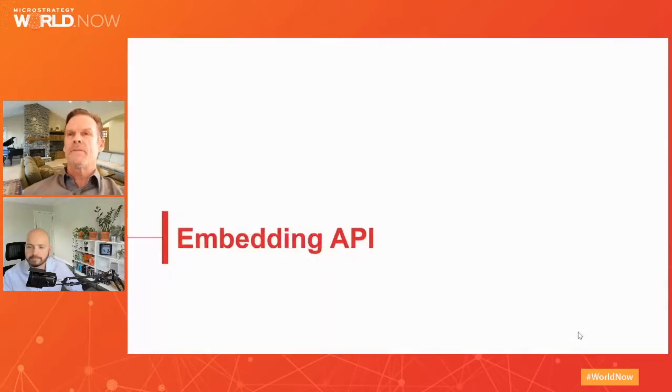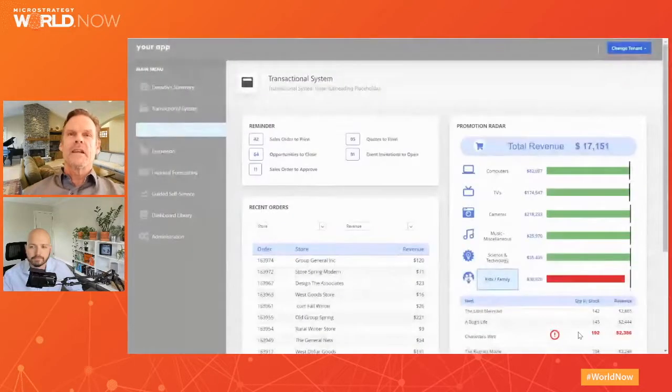The embedding API. This is where things really become interesting, because the embedding API enables the infusion of analytics directly within your application, where they bidirectionally interact in context. And the user is delivered intuitive analytics within their comfortable, familiar surroundings.